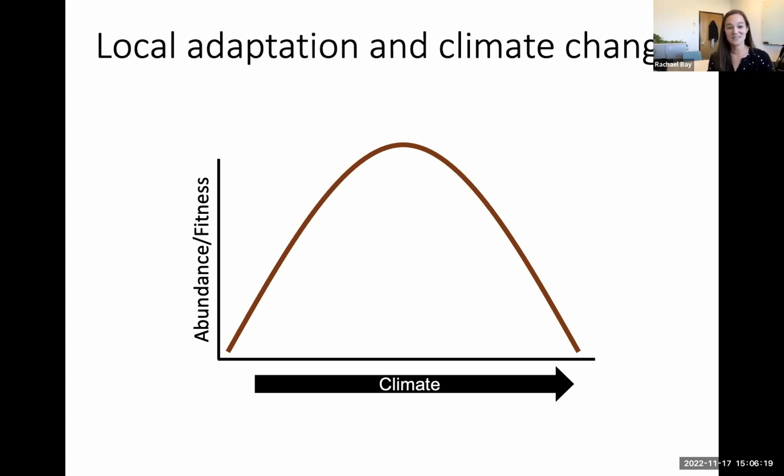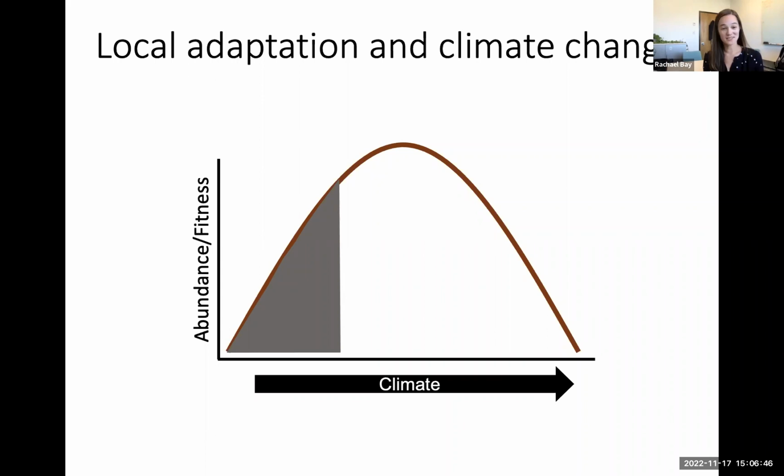And in this make-believe species, every individual has the same tolerance. So the same breadth of tolerance, the same optimum. If we lose some fraction of that species niche because of climate change, so maybe the low end of that temperature gradient no longer exists, we still have quite a bit of that niche left. So the species can still exist in the rest of the niche.